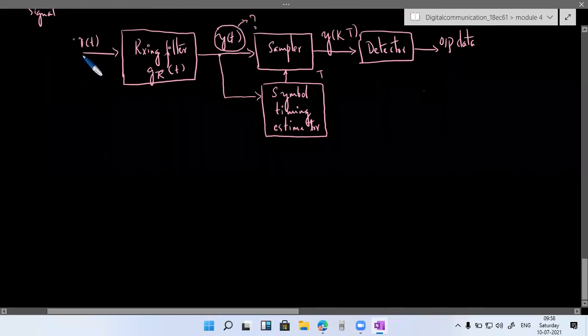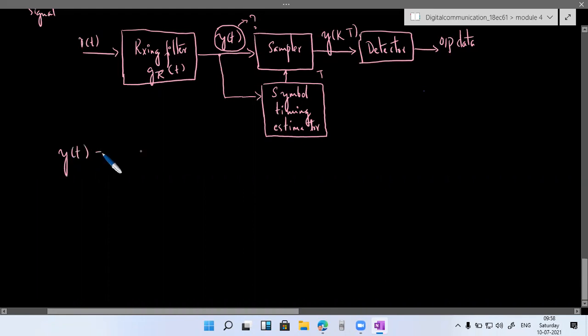So obviously I'm making this r(t) pass to this receiving filter. So this y(t) is nothing but equal to a convolution operation, because right now I'm in time domain. So because of which I'm writing convolution. It's a convolution operation between my received signal r(t) and the impulse response of this receiving filter. So it's equal to r(t) convolved with g_R(t).